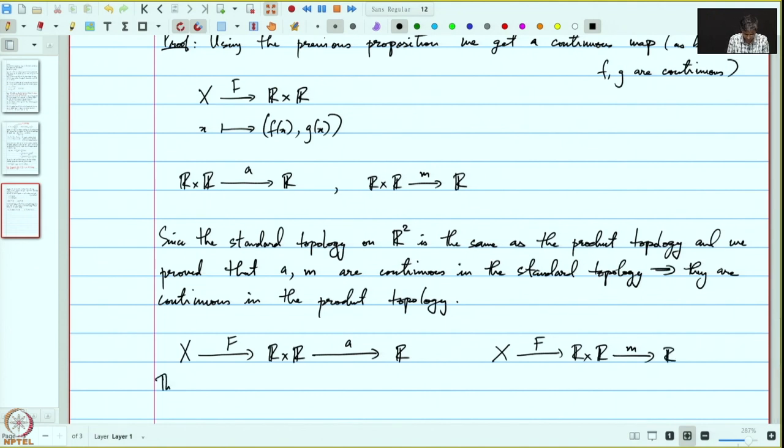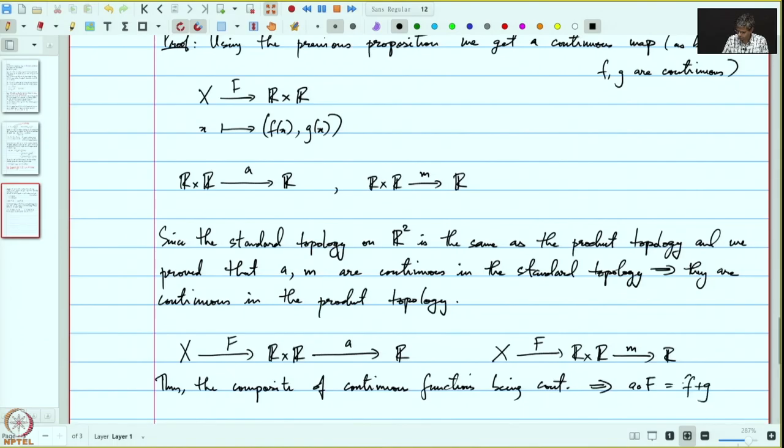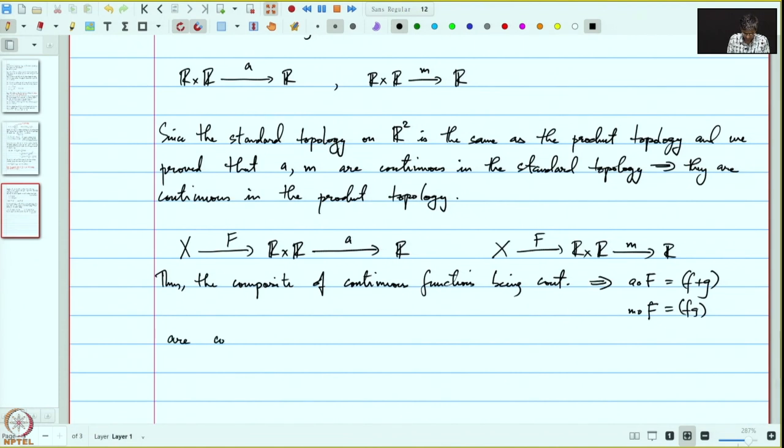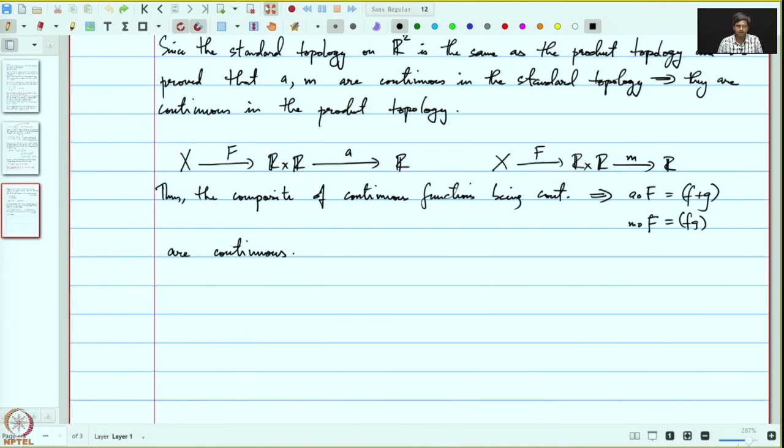Yeah. So thus the composite of continuous functions being continuous, this implies A compose F, which is equal to F plus G, and M compose F, which is equal to FG, both these are continuous. So this completes the proof of the proposition.